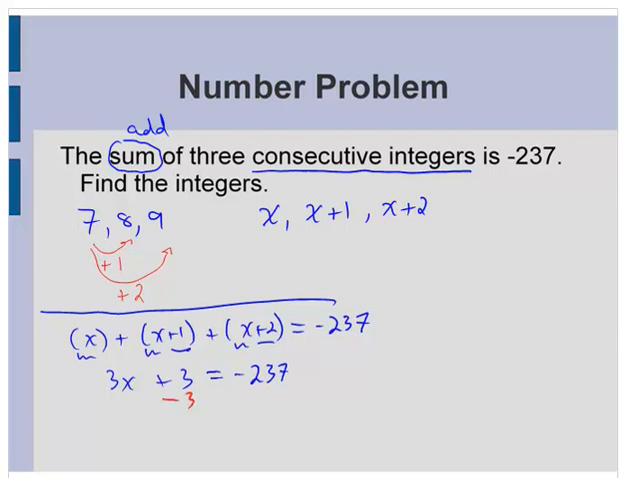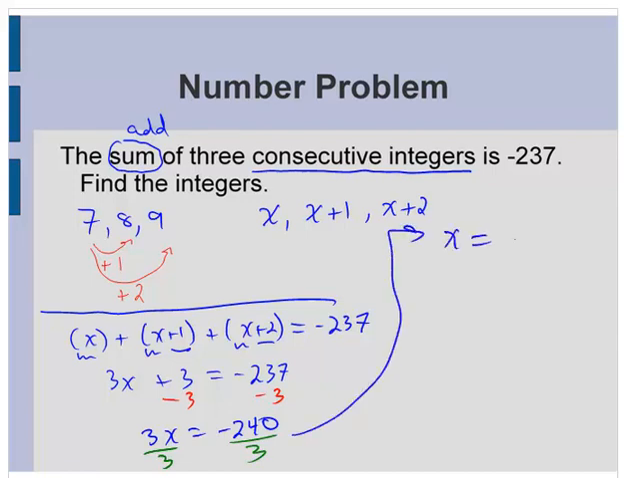Subtracting 3 from both sides of the equation, 3x is negative 240. Dividing by 3, x is negative 80. And we're done, right?